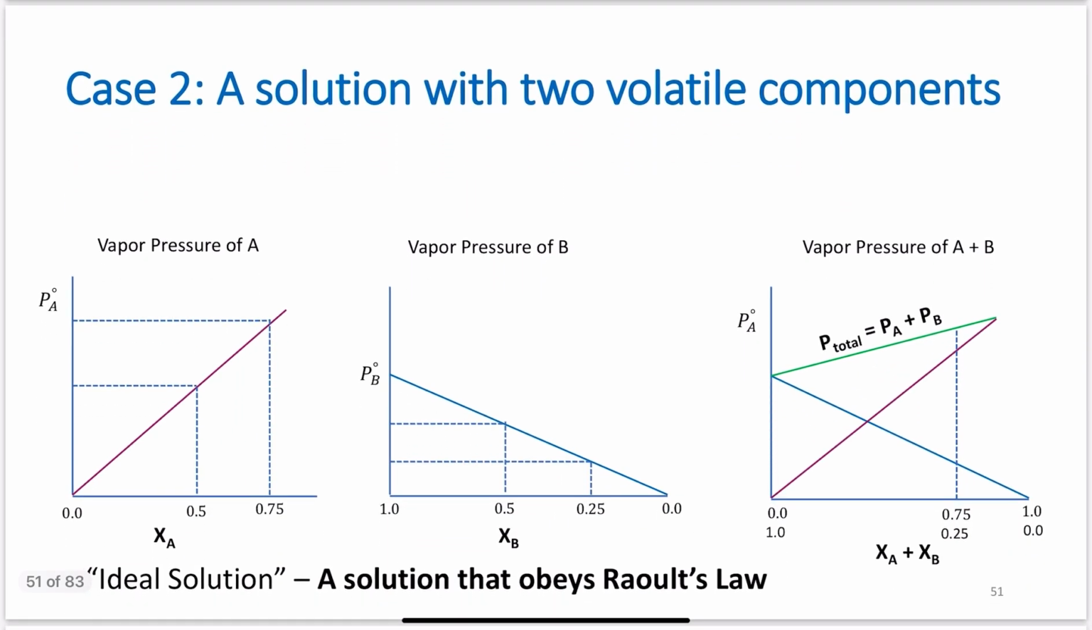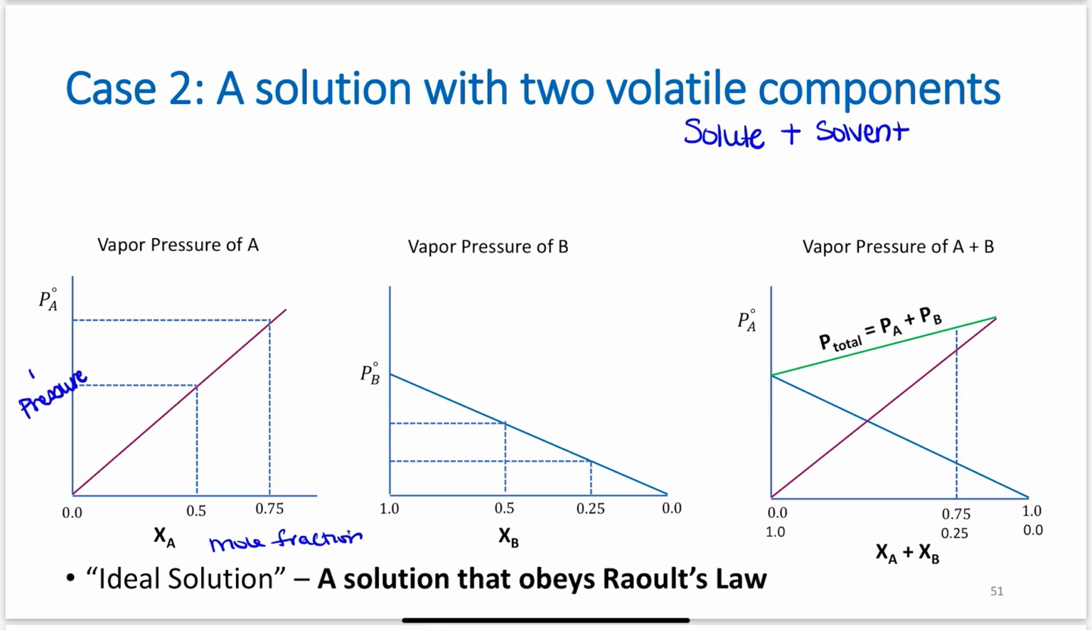We do have a couple different cases we can look at here. So first, ideally, a case with 2 volatile components, meaning solute and solvent. Theoretically speaking, let's say our vapor pressure of A, we've got your mole fraction here, and your pressure of A, your vapor pressure. As we increase the mole fraction, the pressure increases. We start at 0, we end at, we're showing here at 75%. Eventually we go up to 1.